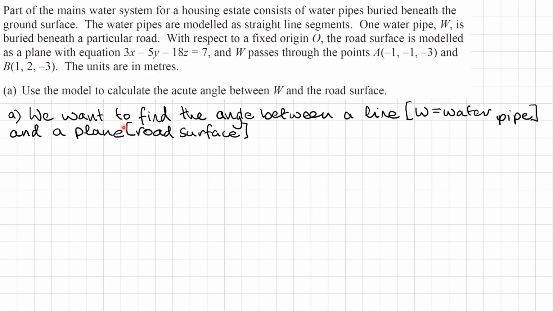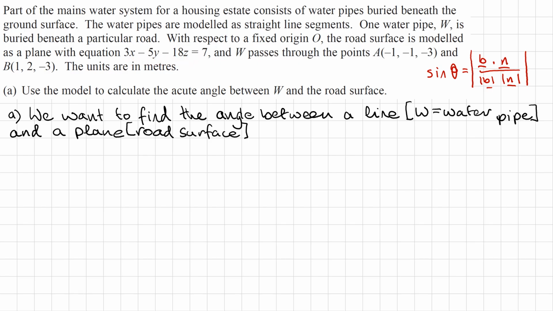So what we want to do is to find the angle between a line, that's the water pipe, W, and a plane, which is the road surface. And I'm going to use this formula to do it. So the sine of the angle is going to be the modulus of, and the reason I'm putting modulus is to ensure I get an acute angle, B dot N over the length of B times the length of N, where B is the direction vector of the water pipe and N is a normal to the plane. And you're going to see that this form is probably the most straightforward form to use to find the angle, because it's really easy to get the normal to this plane from this equation.